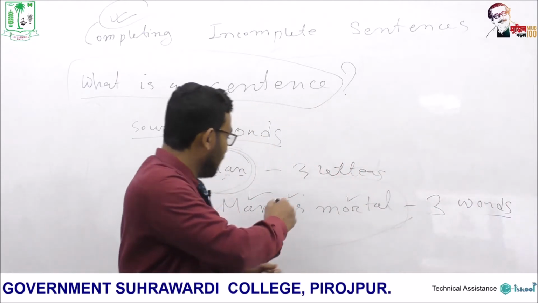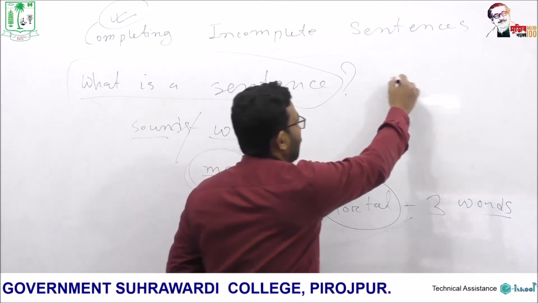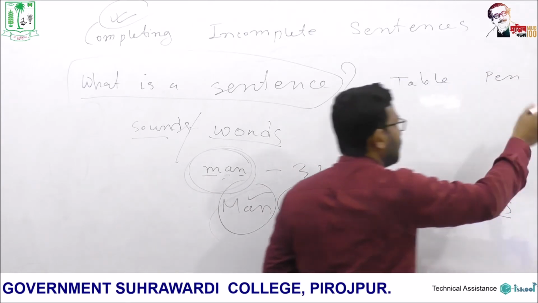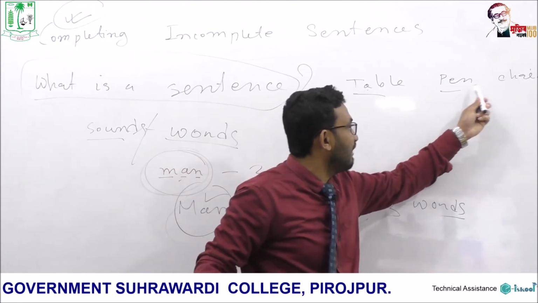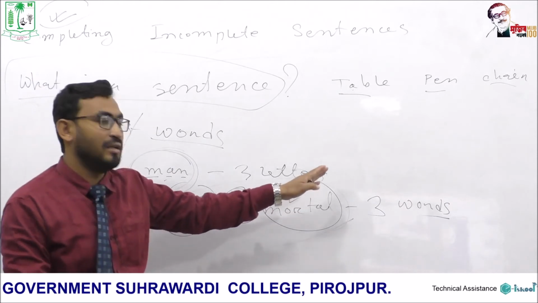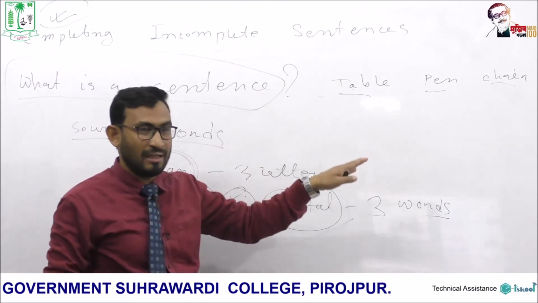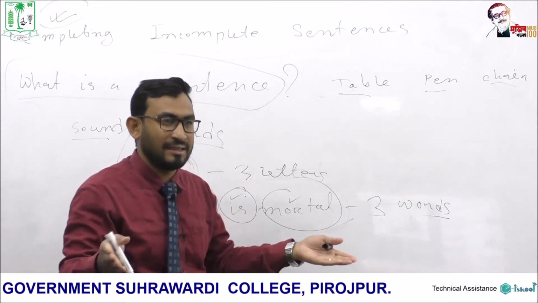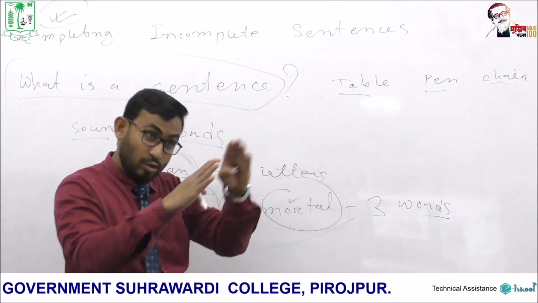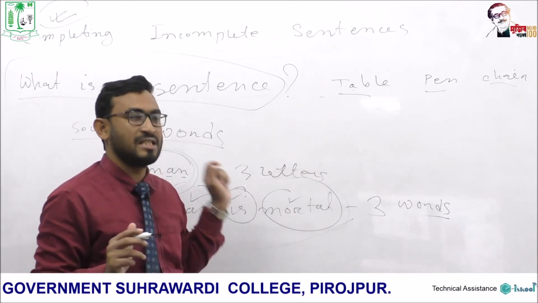And there are three words. Do you think three words are enough for making a sentence? No. For example, table, pen, chair. How many words are here? Three words. But these three words do not make a sentence, whereas man is mortal, also three words, makes a sentence. What is the difference? Having words is not enough. To be a complete sentence, another thing is very important, that is meaning. So when a group of words sitting together give a sense or a meaning, we call it a sentence.